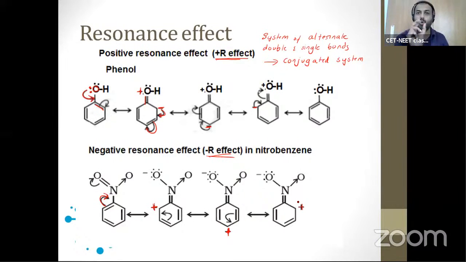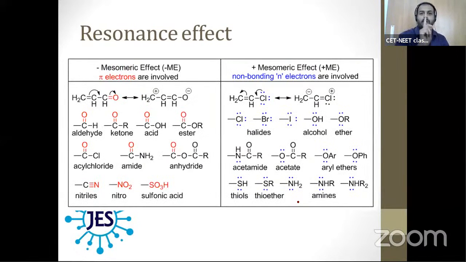What is the clue or what is the feature for a group to be plus R and for a group to be minus R? Very important. Check this. Yes. This slide is very important.